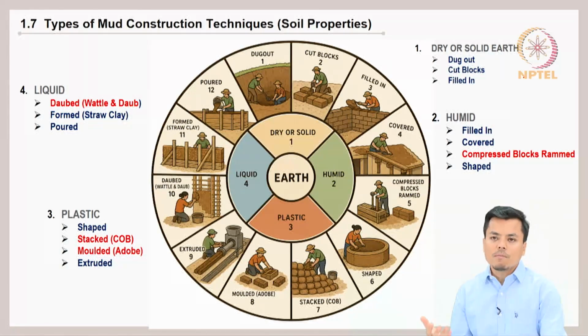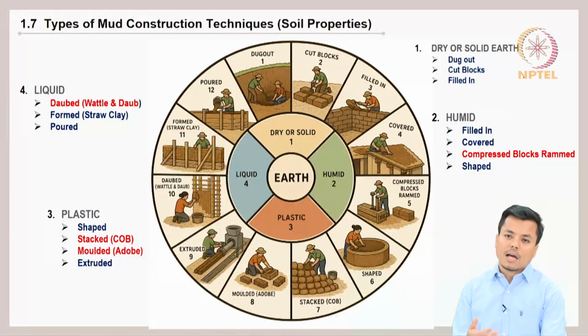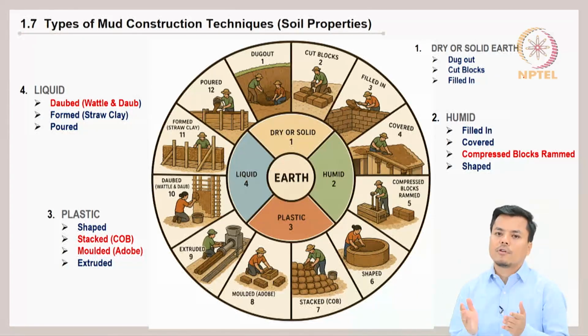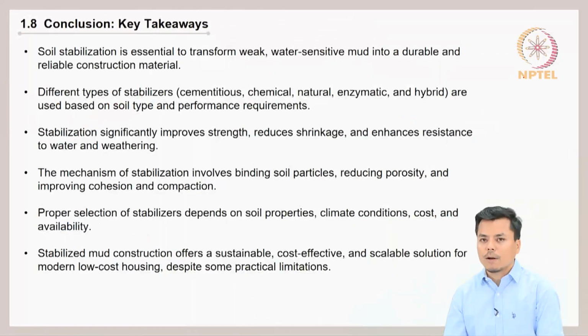Then formed, that is straw and clay, and then poured type of construction where it is done. So poured means mostly rammed earth construction where this process is adopted, because through ramming we can take out the excess liquid and then it can be left to dry over a period of time. So these are different construction techniques based on the soil property.